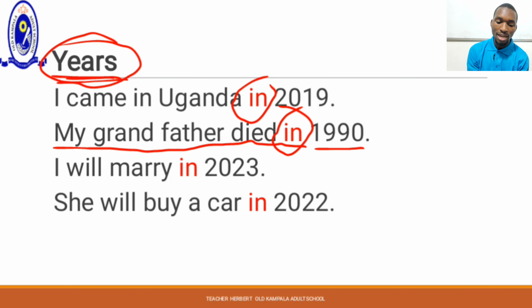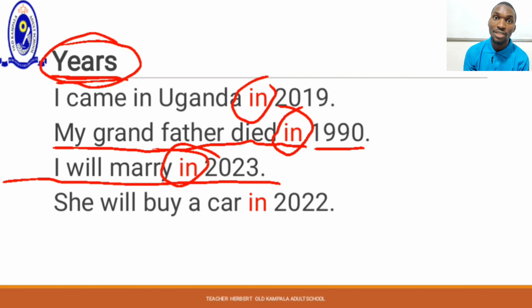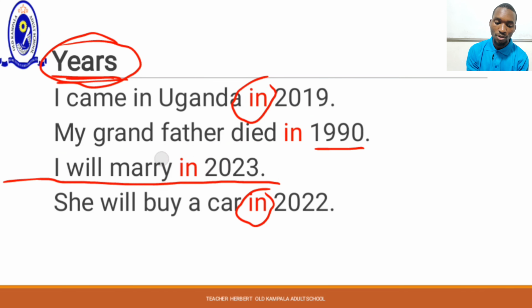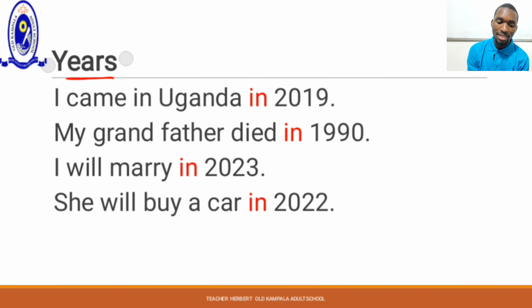Number three: I will marry in 2023. Because we have the year 2023, that's why you say in. If someone asks you, when will you marry? Say, I will marry in 2023. And lastly, she will buy a car in 2020. So we have understood that if we talk about years, then we must use in.